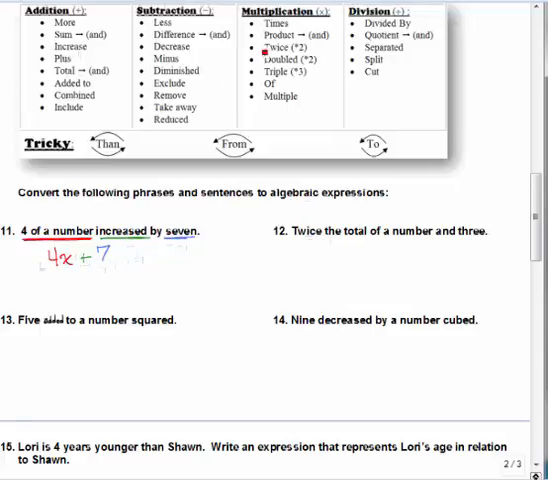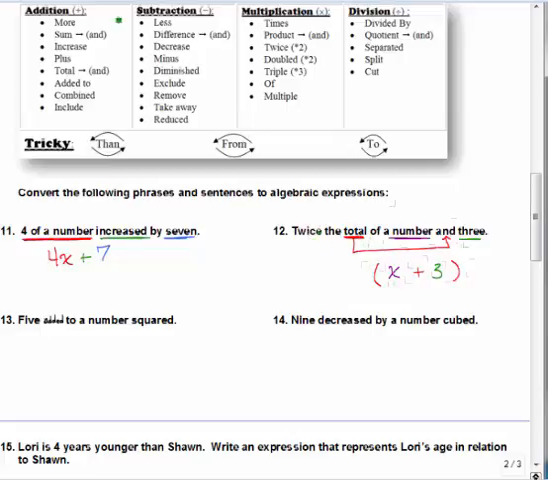The next one says twice the total of a number and 3. So total is a setup word. Total sets up the word "and" to be plus. So I know I'm going to have plus, and usually when you have a setup word you can put it in parentheses. There's an unknown number first, so we'll call that x. And 3 is the second part, so there's the total of a number and 3.